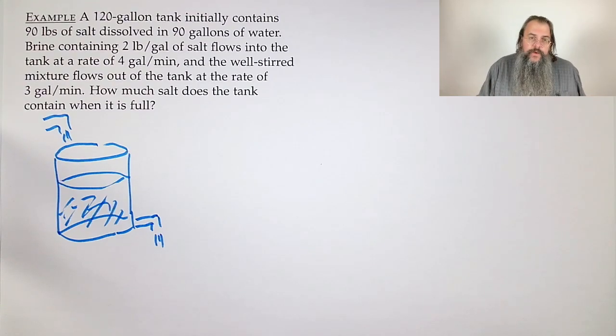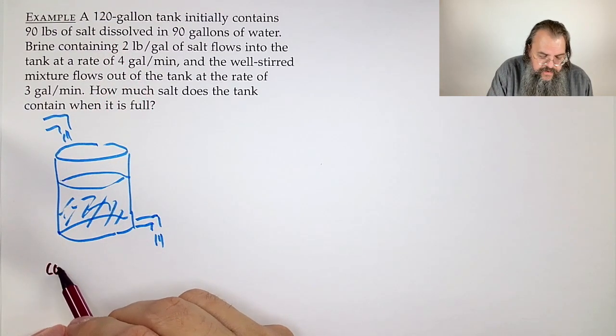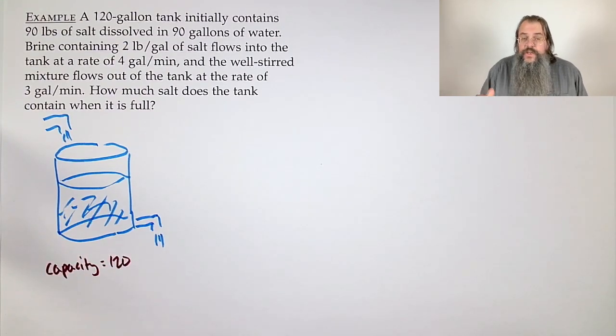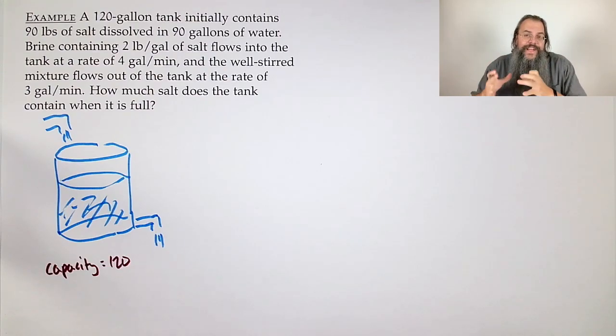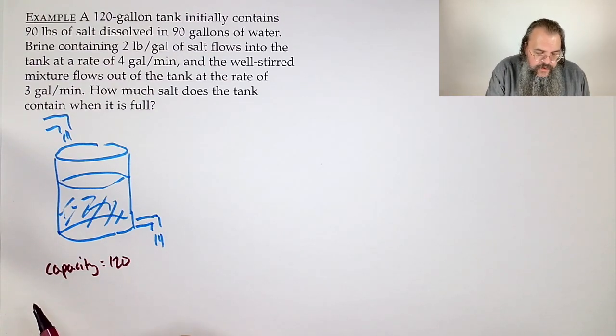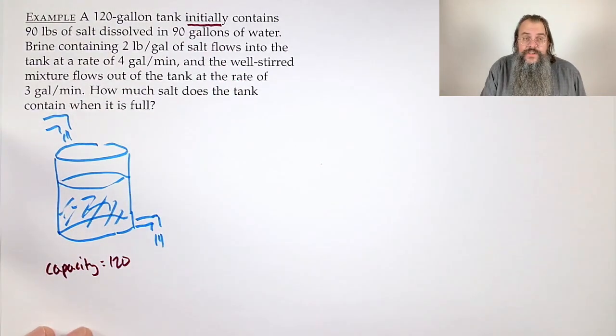So let's start at the beginning again. We have a 120-gallon tank, and that says our capacity is 120 gallons. That's just how much we can actually hold. That's not saying there's 120 gallons right now. It's just saying it can hold 120 gallons. And we know initially, so those are some initial conditions.